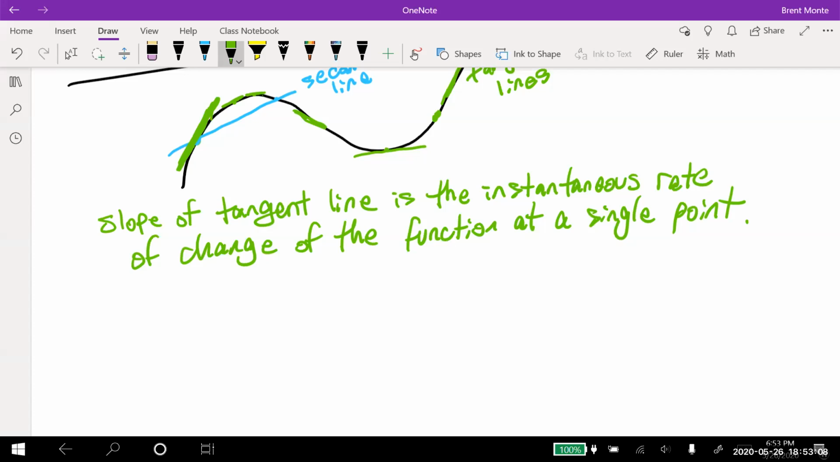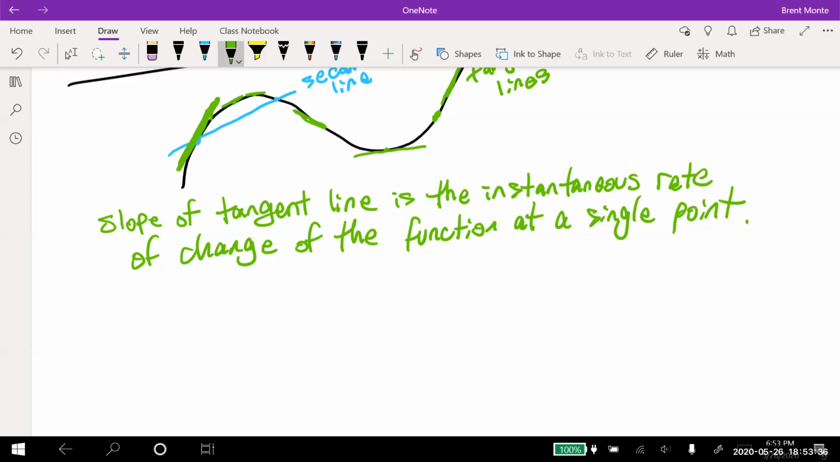If that green line, the tangent line, is only touching the curve in one point, I need 2 points to do the slope formula. It's y2 minus y1. I only have one y value, and I only have one x value. So here's what we do. We go back to that blue line, the secant line, and we find the slope of the secant line, because we know how to do that. That's the difference quotient.